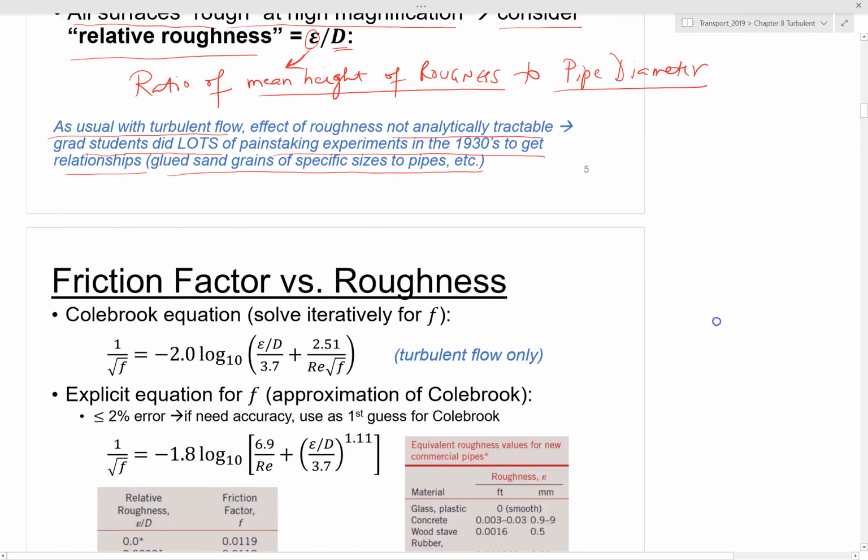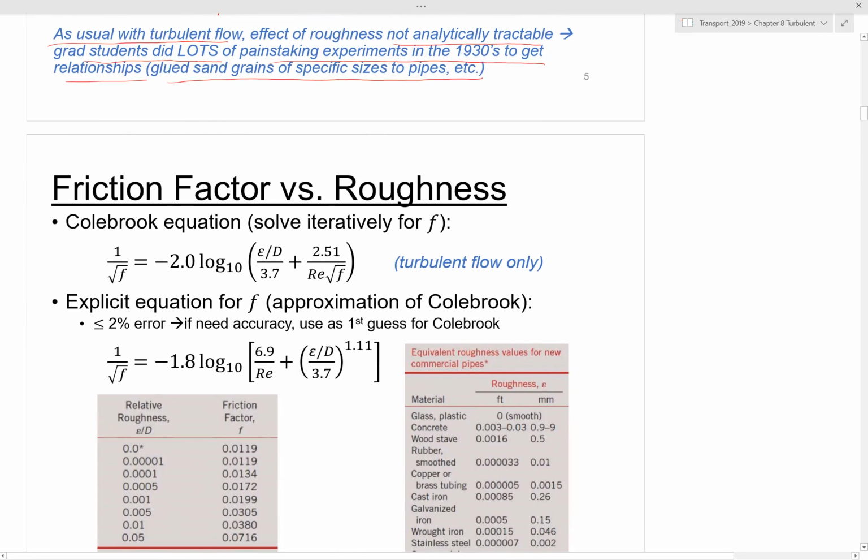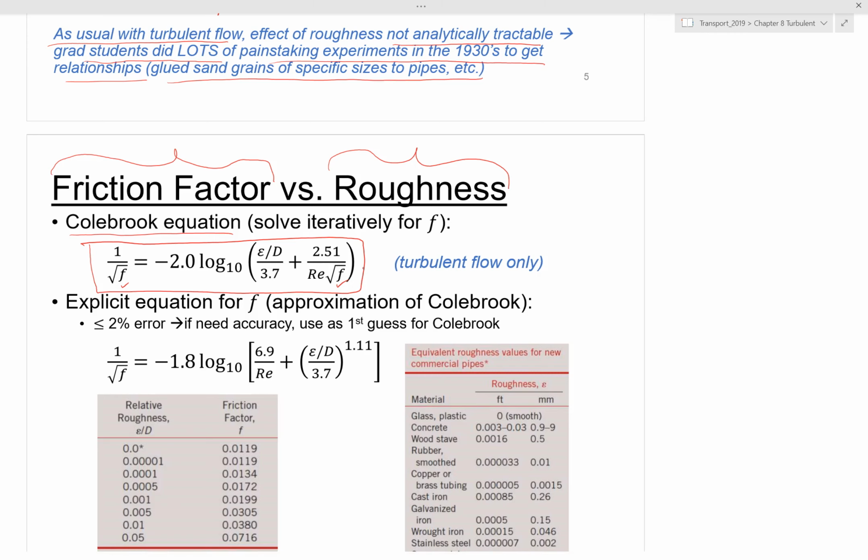And so one of the first solutions which was proposed was what we call the Colebrook equation, which gave an analytical form to the friction factor versus roughness. And in this particular equation, as you can see here, your friction factor F shows up on your left hand side as well as your right hand side. So what do you do when you have a variable showing up on both sides?